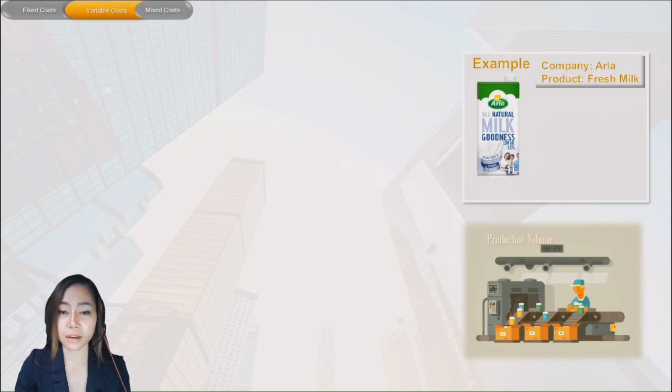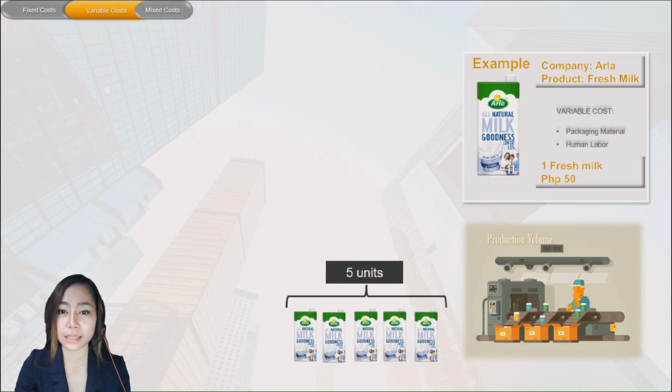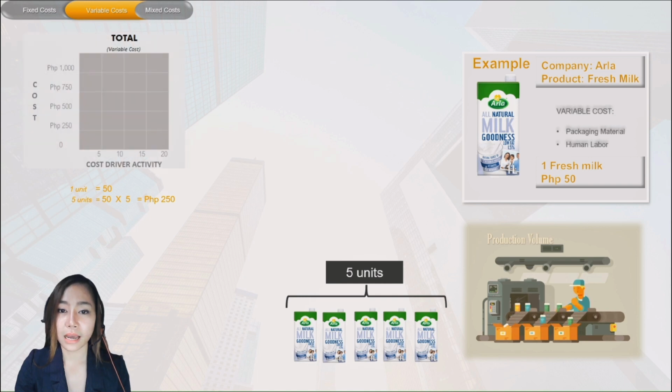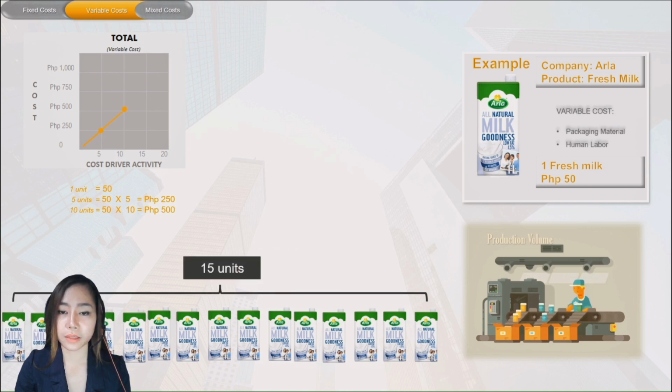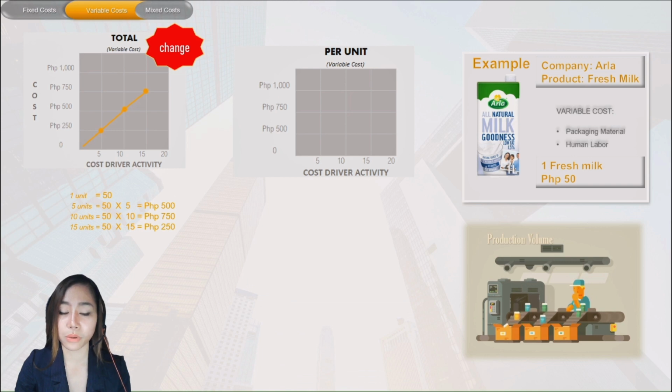So again, same product, fresh milk, and the sample variable costs are packaging, material, and human labor. Let's say the variable cost per unit is 50. So for 5 units, 50 times 5 equals 250. And let's plot it again in the graph. So for 10 units, 50 times 10 equals 500 variable cost. So it goes up. So for 15 units, 50 times 15 equals 750. So our total variable cost is going to change, unlike the total fixed cost, which stays the same with respect to the cost driver activity.